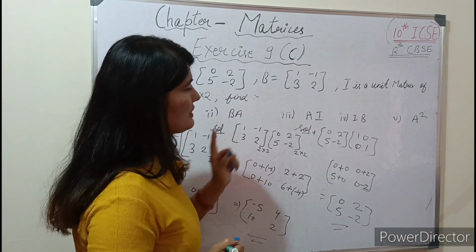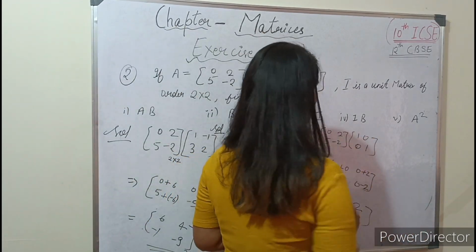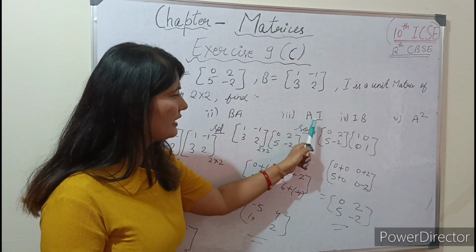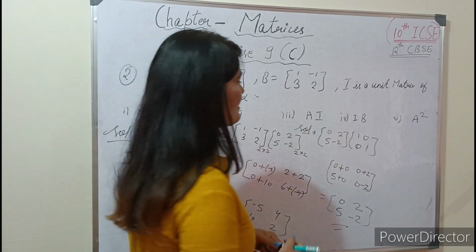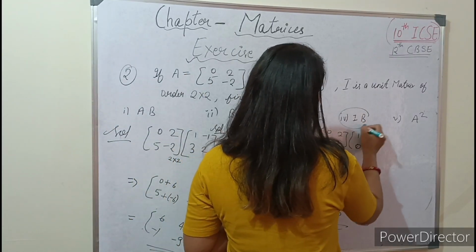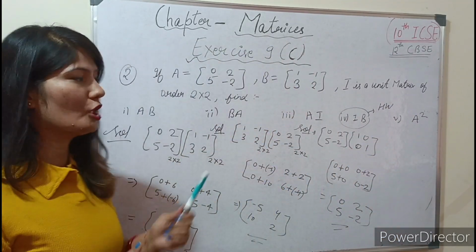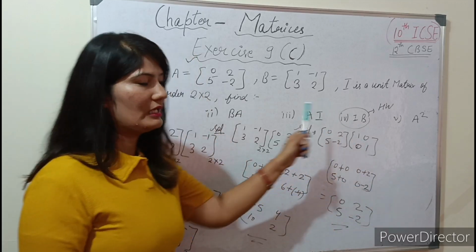Now moving to the last part, that is the fourth part. So here you will see this fourth part and this third part are similar. In third part it is AI and the fourth part is IB. So student, this fourth part is your homework. Please do it by yourself. If you have any query, any doubt, please you can comment me in the comment section below. So directly I am moving to the fifth part, that is the last part.